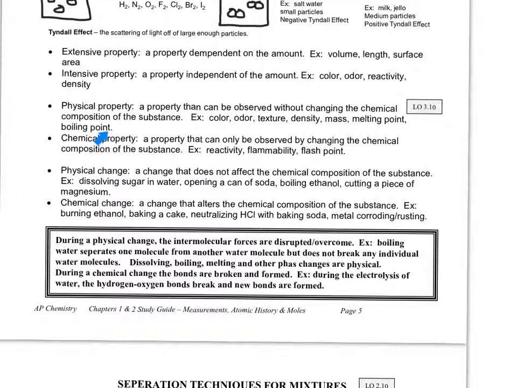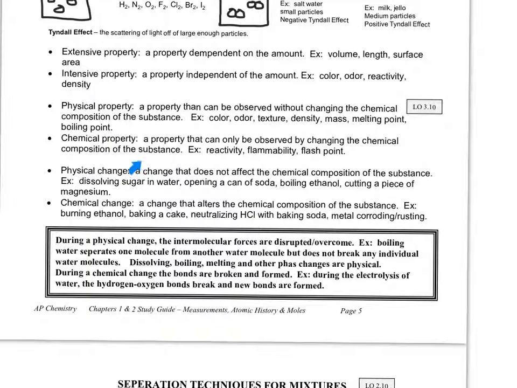Whereas a chemical property is a property that if I observe it, I'm going to change what the substance is. For example, if I observe that something's reactive, that means I've observed it react and turn into something else. Or if I observe that it's flammable, that means it's burning, and because it's burning, it's turning into something else. Same thing with flash point. The flash point is the lowest temperature at which a substance can ignite. So if it's igniting, that means, again, it's burning and turning into something else.